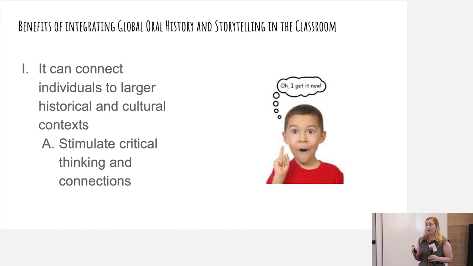So storytelling could be a great way to bring this into your classroom because it can help connect individuals to the larger historical and cultural context. So if you've thought about taking a high school history class and maybe you had to memorize a bunch of dates, it probably was super boring, right? But if they told you about a soldier's day in the life and what they experienced, it brings it to life. And then you remember more and you get an emotional connection. So that can be really important. It can also, as we've been talking about, critical thinking is so important. It can help to stimulate that. So you're thinking about how does this story connect to the textbook or this topic that we've covered.